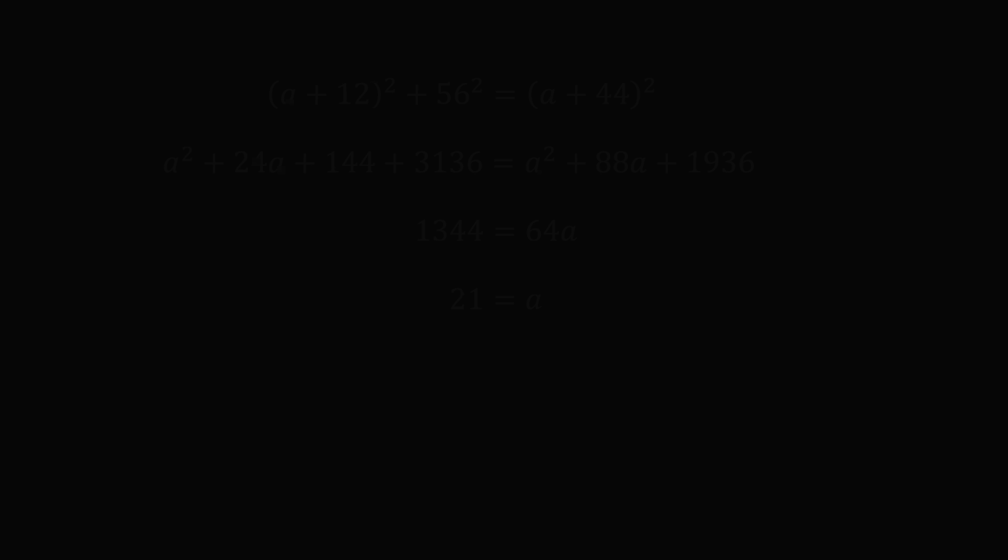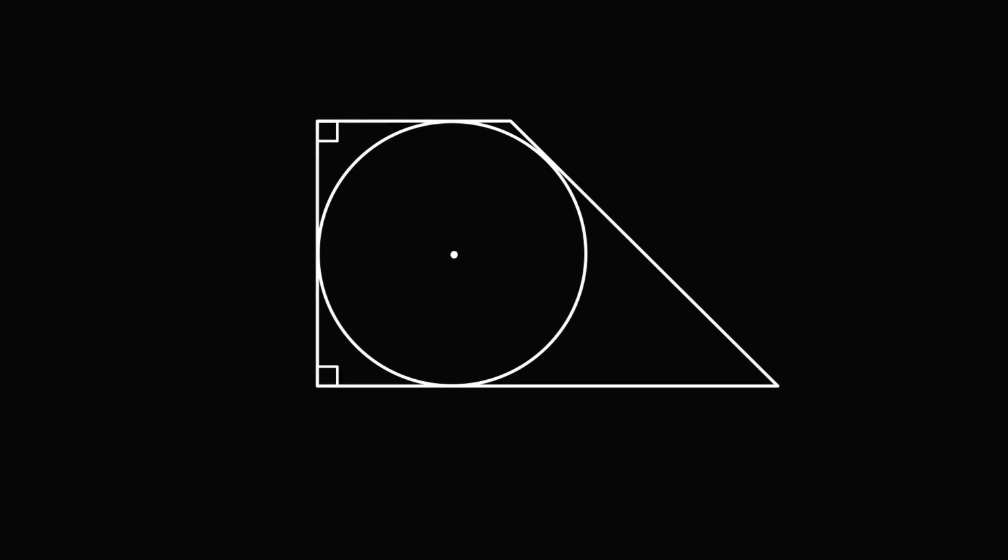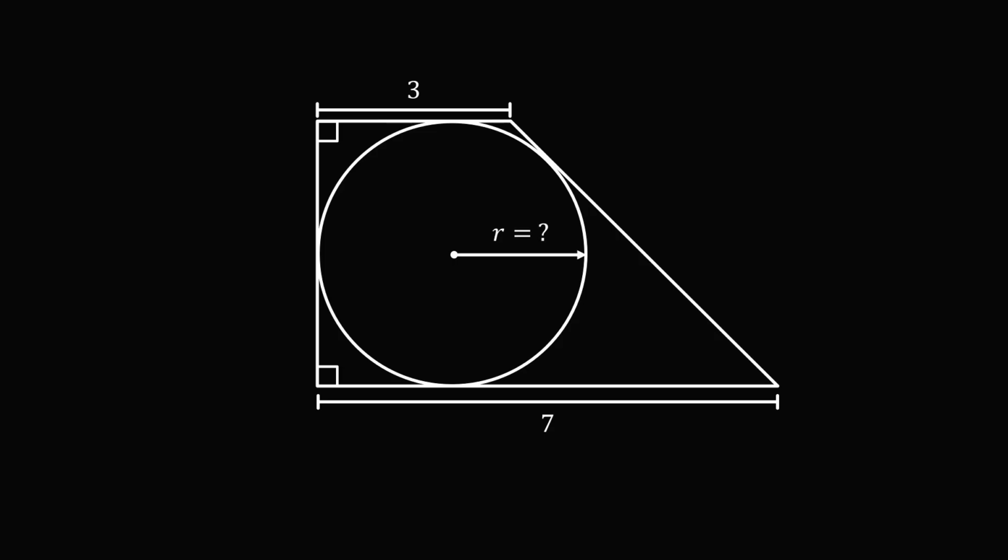Let's now proceed to problem 2. We have a right trapezoid with an inscribed circle that's tangent to all 4 sides of the trapezoid. One of the parallel sides has a length equal to 3, and the other side has a length equal to 7. The question is, what is the radius of this inscribed circle?